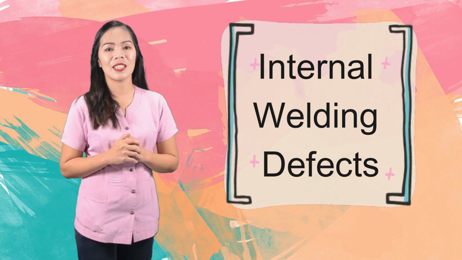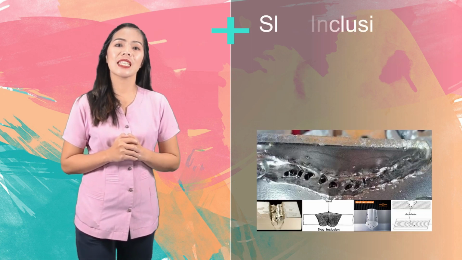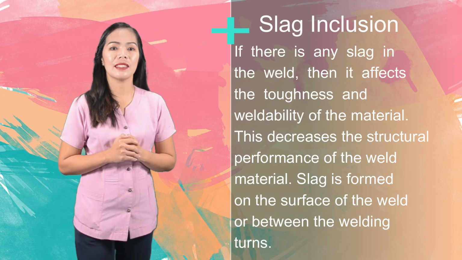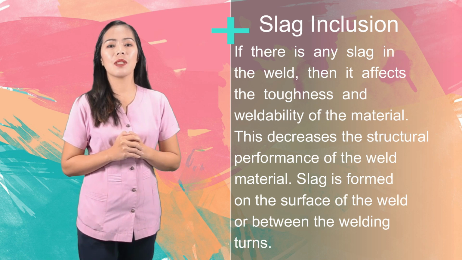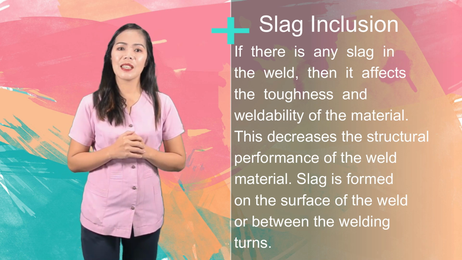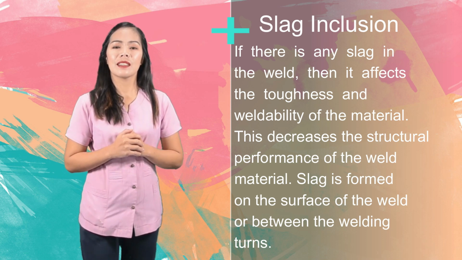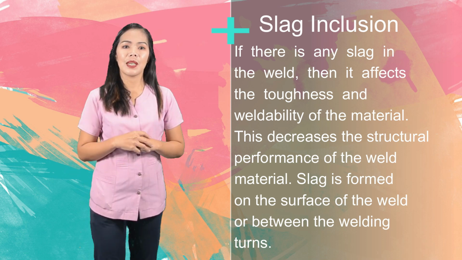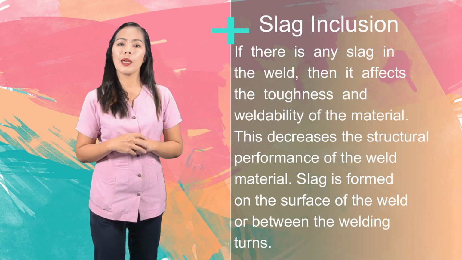Now, for the second category. Internal welding defects. Number 1. Slag inclusion. If there is any slag in the weld, then it affects the toughness and weldability of the material. This decreases the structural performance of the weld material. Slag is formed on the surface of the weld or between the welding turns.